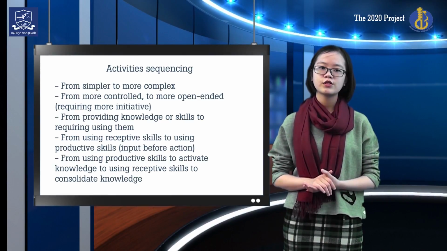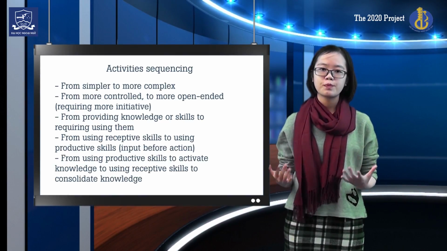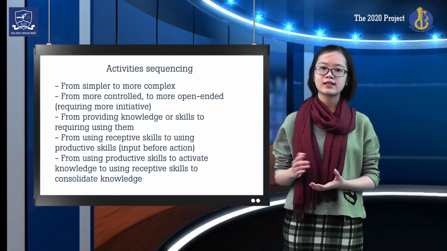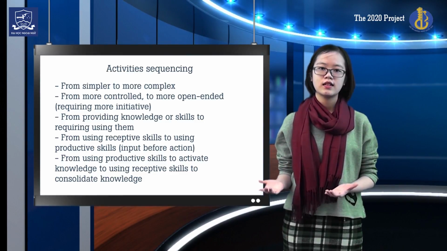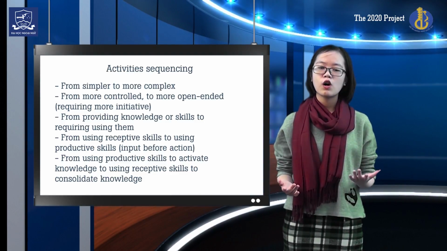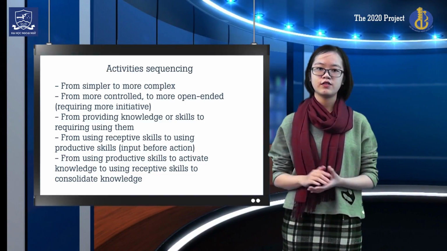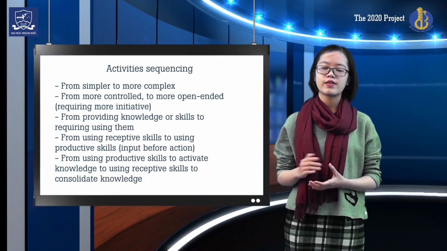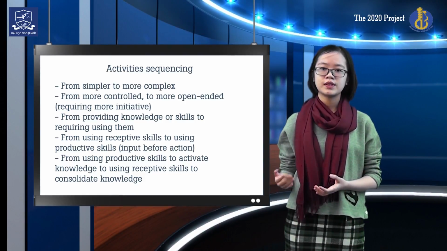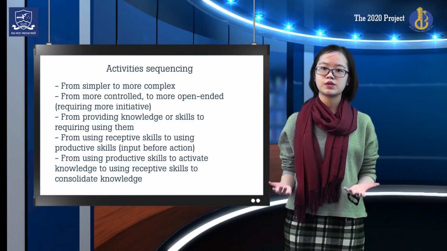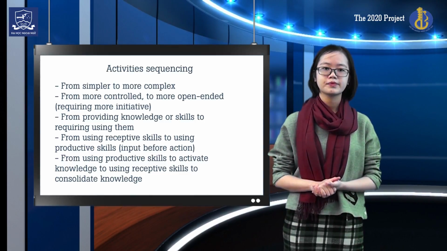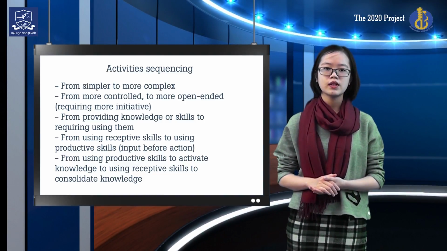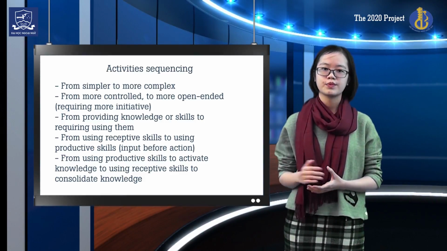Activity sequencing is also a very important step that we should pay attention to. There are several ways to do it. We can arrange the activities from simple to complex, from more controlled to more open-ended, requiring more initiative, from providing knowledge or skills to requiring using them, from using receptive skills to using productive skills, input before action, from using productive skills to activate knowledge to using receptive skills to consolidate knowledge.